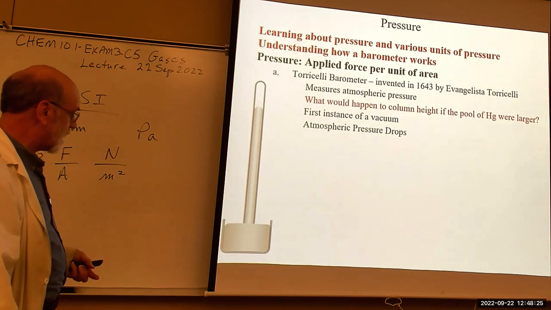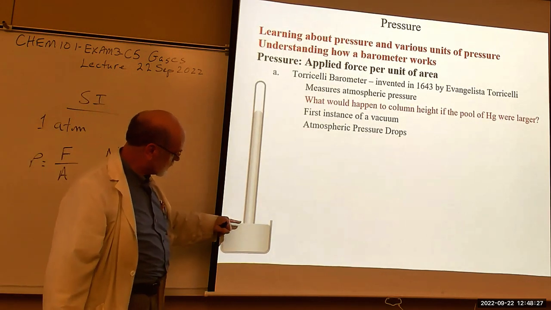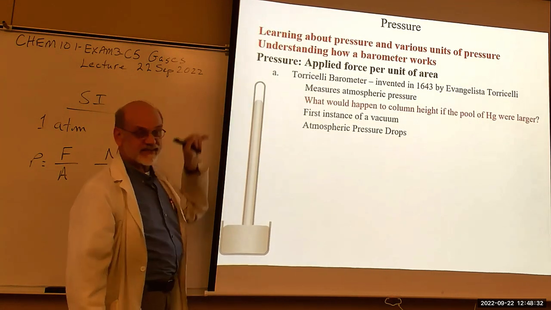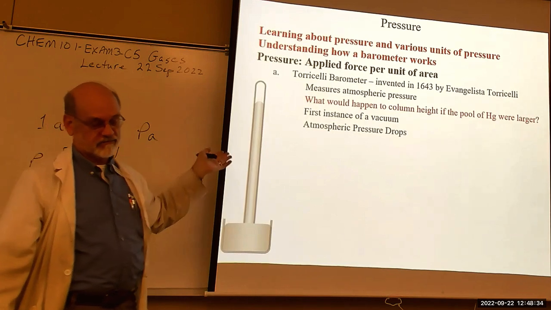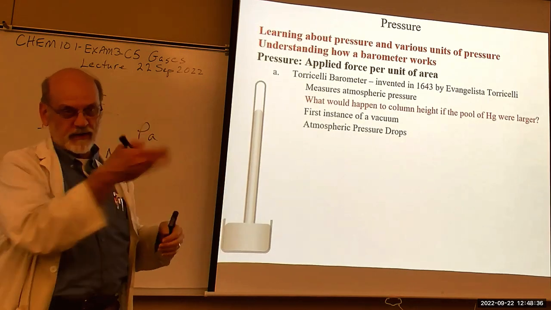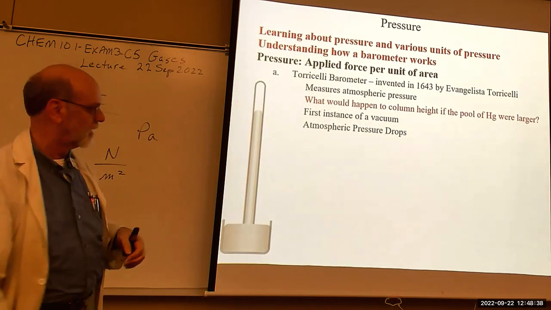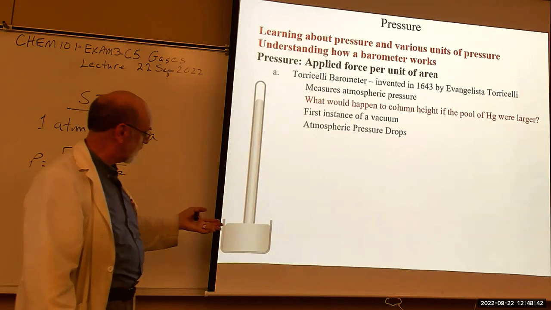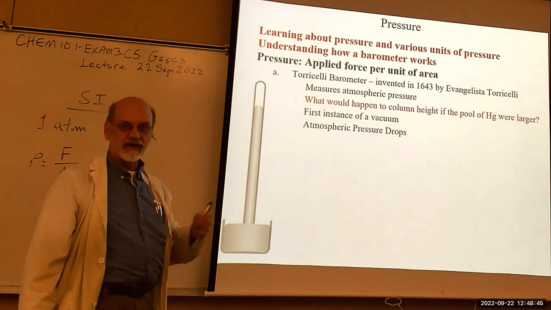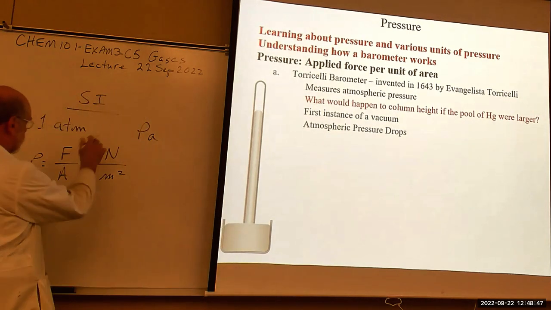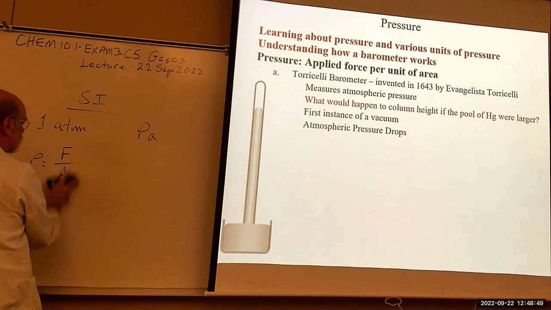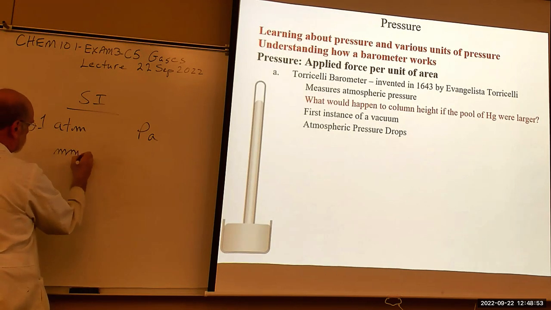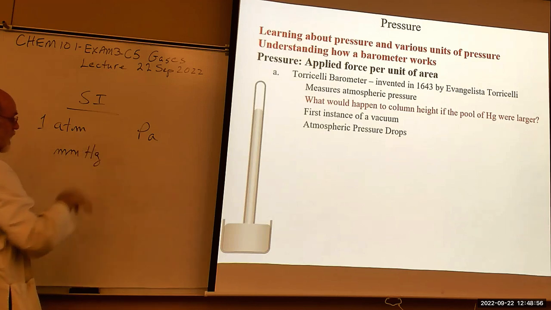Okay, so all he had to do was measure the distance between this surface and the top of that meniscus. And in mercury, the meniscus is not this way, but it's that way. The top of that meniscus, and you could say something about air pressure in terms of millimeters of mercury. Well, that's another unit of measure. Millimeter of mercury in a barometer.